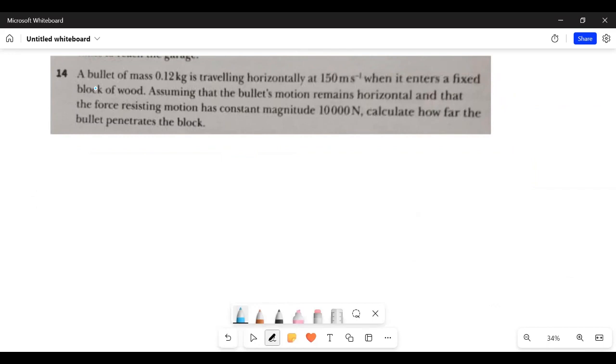A bullet of mass 0.12 kg is traveling horizontally at 150 meters per second when it enters a fixed block of wood. Okay, so there's a bullet coming and it enters a block of wood.